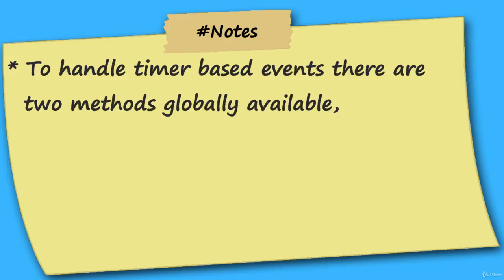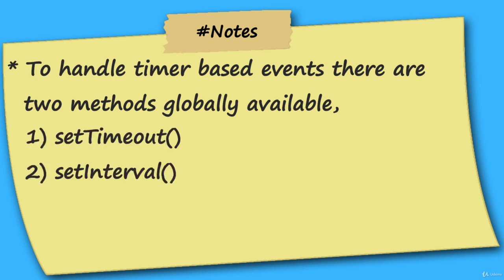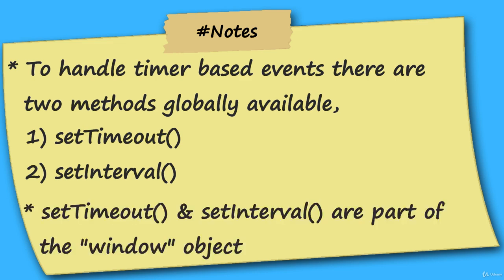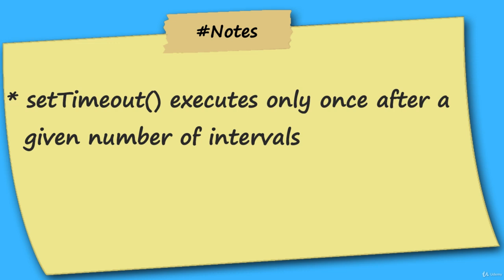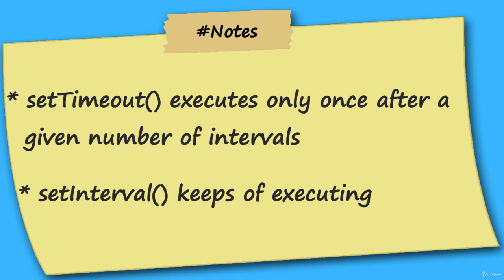To handle timer-based events, there are 2 methods globally available called setTimeout and setInterval. When I say globally, it means that both setTimeout and setInterval are part of the window object. So these 2 methods can be used to handle timer-based events. setTimeout executes only once after a given interval, whereas setInterval keeps on executing. Let's check both the methods practically.